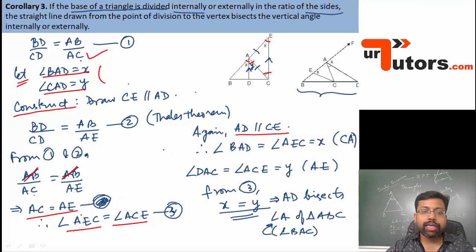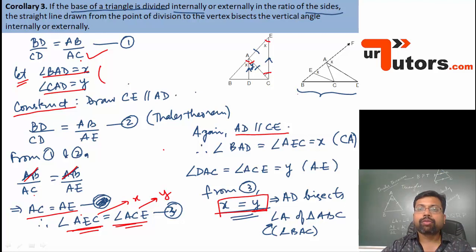Now from 3 we have AEC equal to ACE. And what did we get? AEC as X and ACE as Y. So you have X equal to Y. When X equals Y, which means the measure of these two angles is the same, thus AD bisects angle A of the triangle ABC. This is what you have to prove and this is what the corollary is.